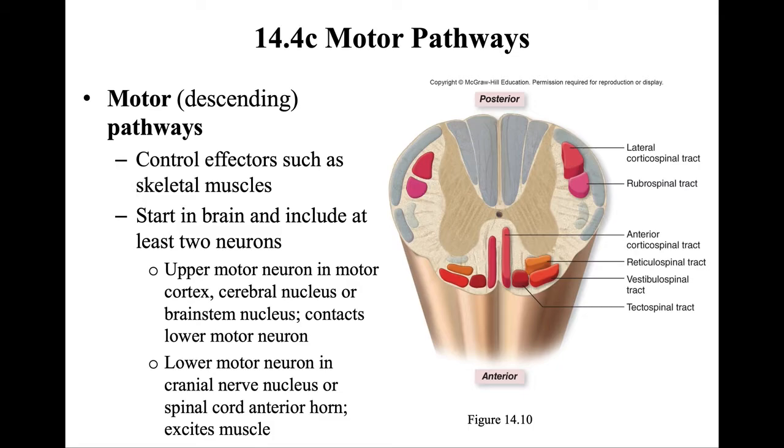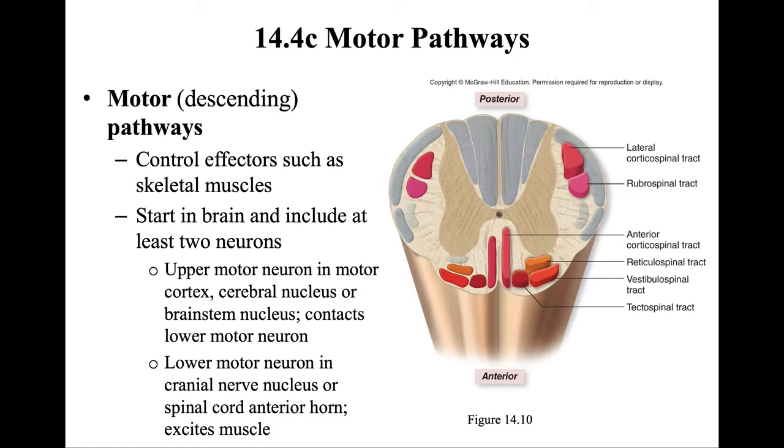Okay, now we move to motor. This time we're going down from the brain, down the spinal cord. Now, this time around, we're not going to have 3 segments, but only 2. The first segment, listed here in the first bullet, is called upper motor neuron.